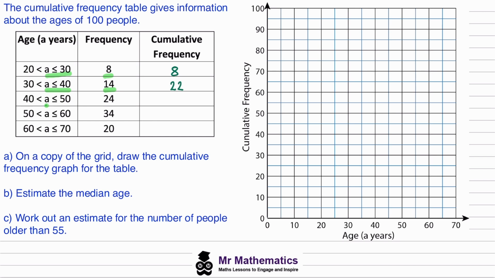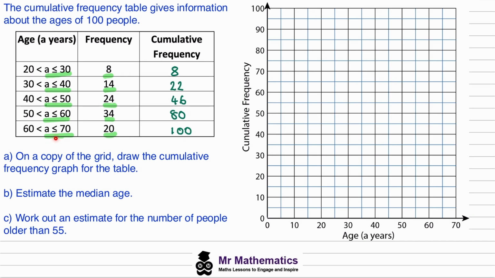And then for those who are less than or equal to 50, we'll add 24, and we'll get 46. 60 or younger, we'll add 34, we'll get a cumulative frequency of 80, and 70 or below, we'll add 20, and we'll get 100.